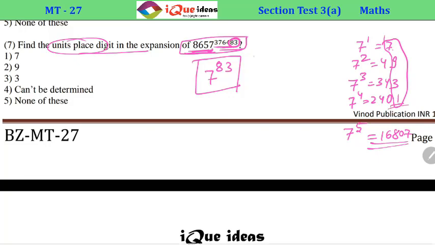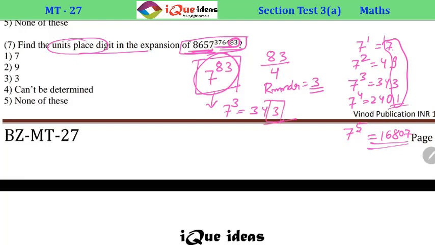So here what we do is divide the given power by the cyclicity 4 and find the remainder. What is the remainder when 83 is divided by 4? 80 is completely divisible, so the remainder is 3. That means the unit digit of 7 raised to 83 will be the same as the unit digit of 7 raised to 3. 7 raised to 3 is 343. That means the unit digit is 3. So the required unit digit is 3 in this question. If you look at the options, the third option is the correct answer.